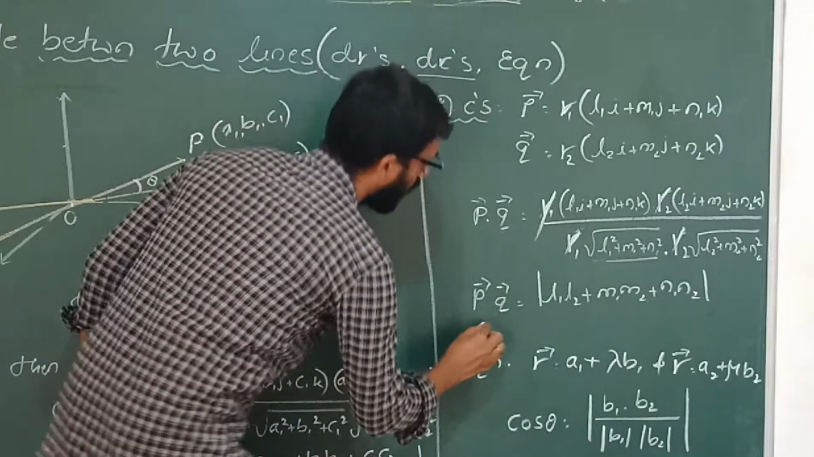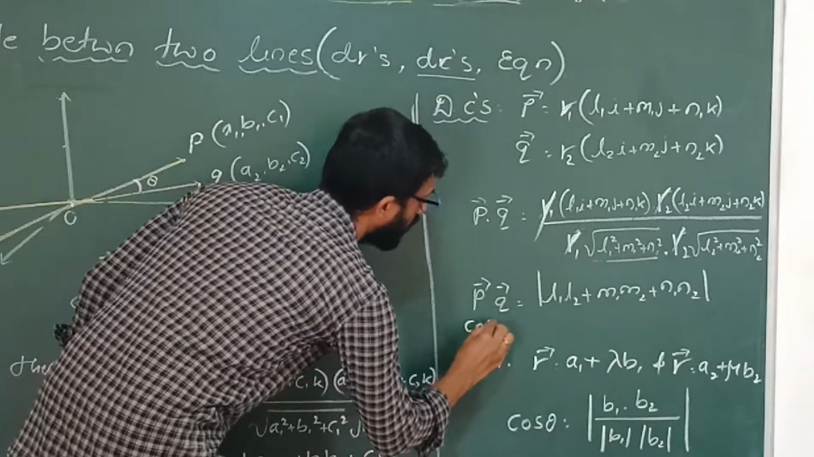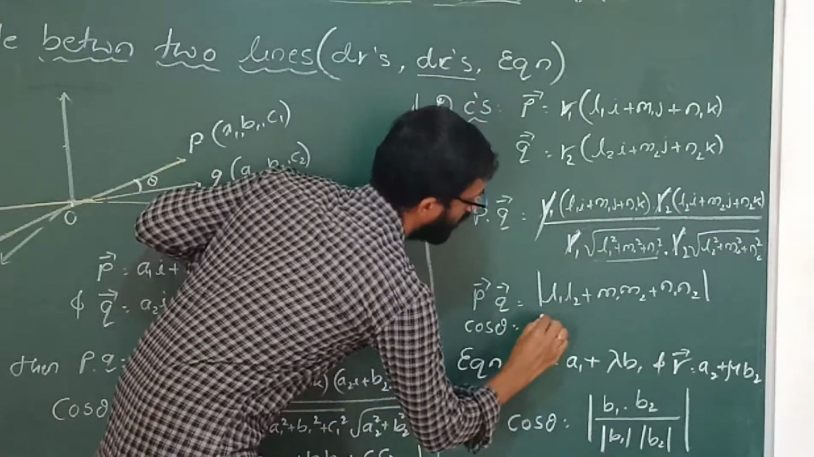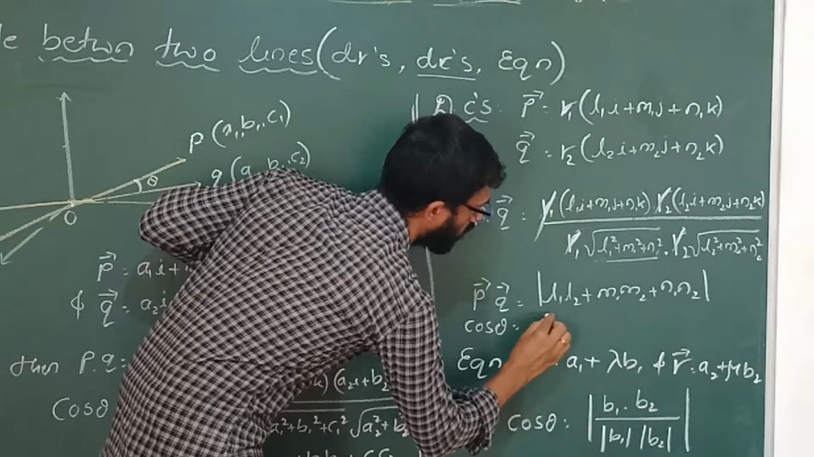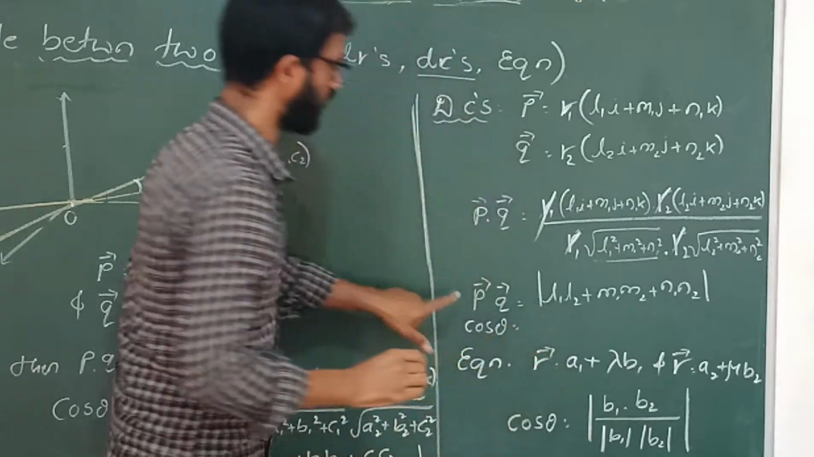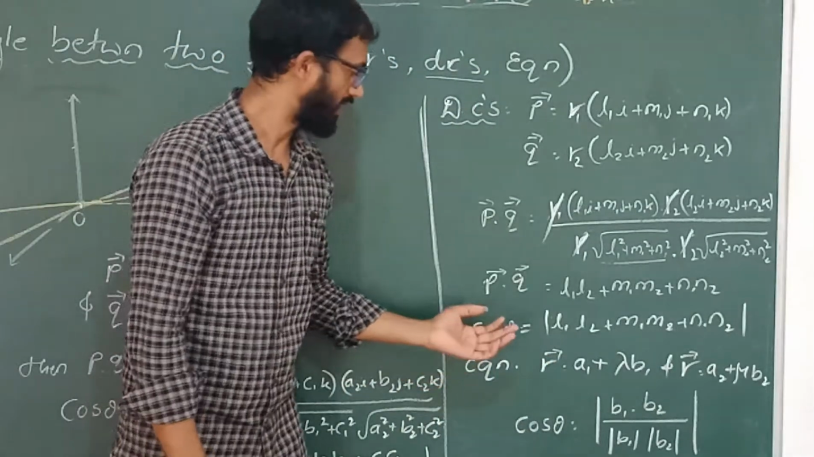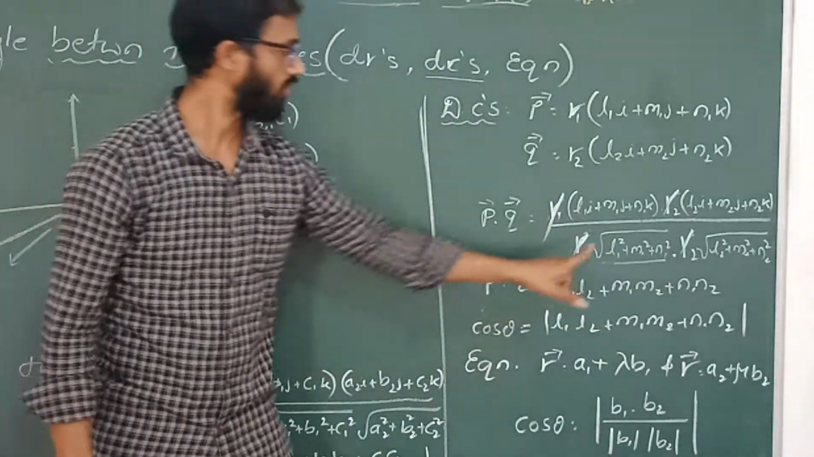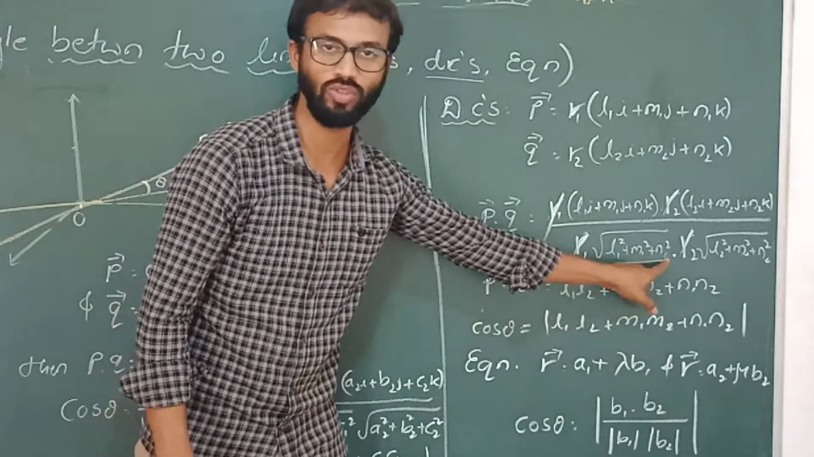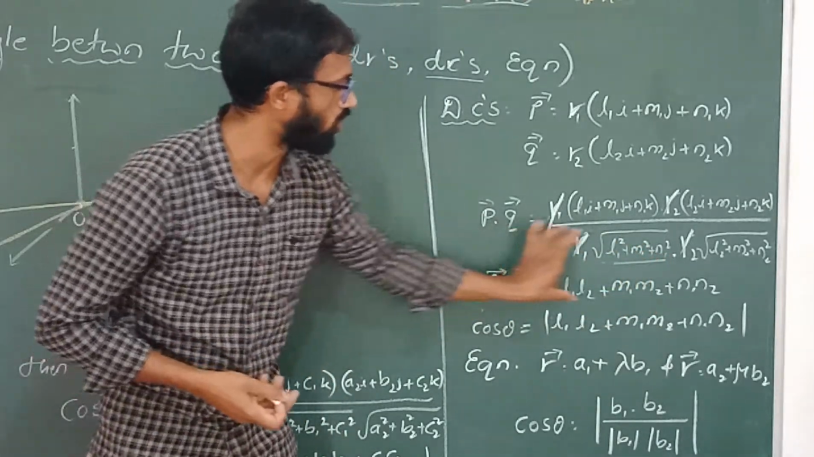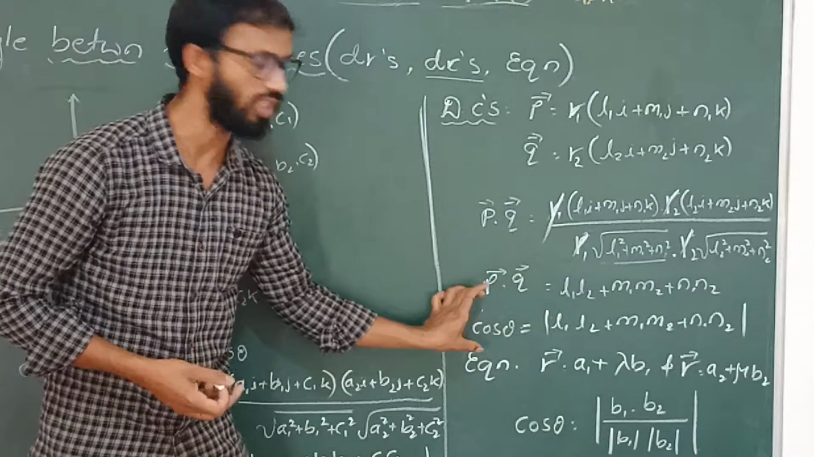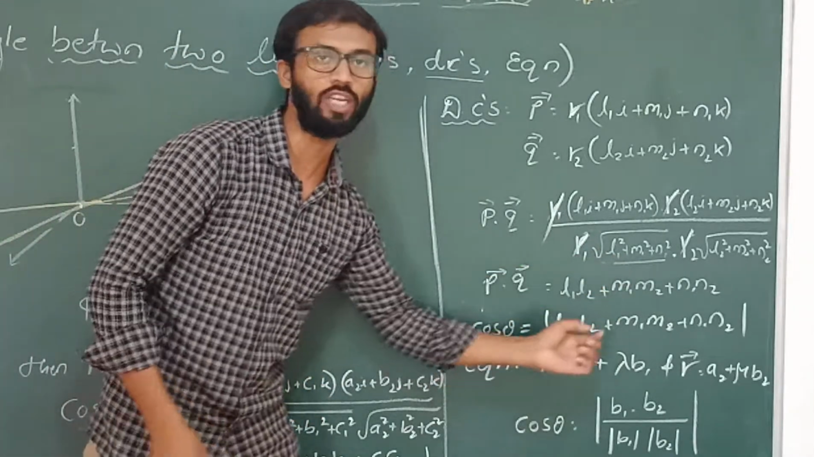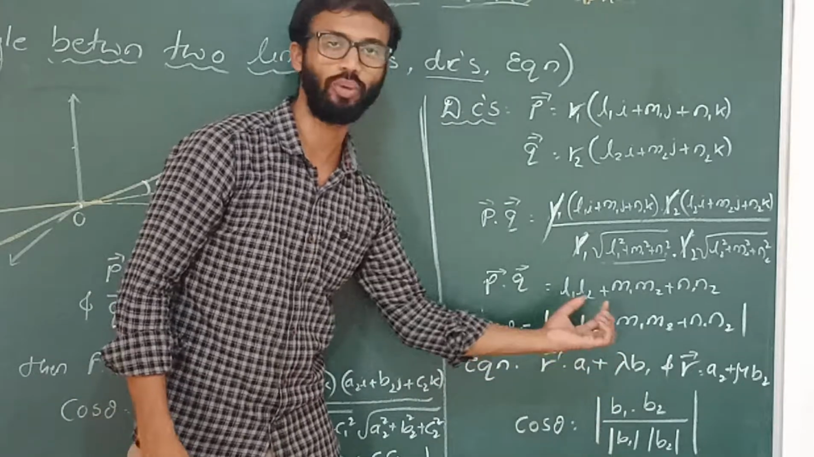Okay, now I need to find the angle. So cos theta is equal to, what are we getting here? Magnitude of cos theta is equal to, as P dot Q is what I have got here, because the magnitude of L1 square plus M1 square plus N1 square is nothing but 1. So P dot Q is equal to this value, and that's nothing but cos theta, because cos theta is P dot Q divided by magnitude of P into magnitude of Q. So the magnitude of both vectors is equal to 1.